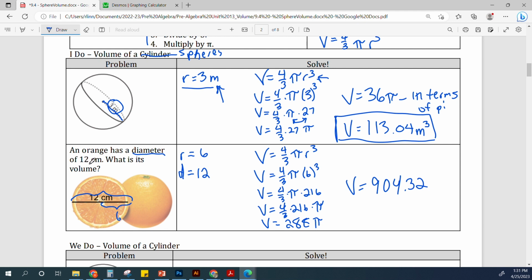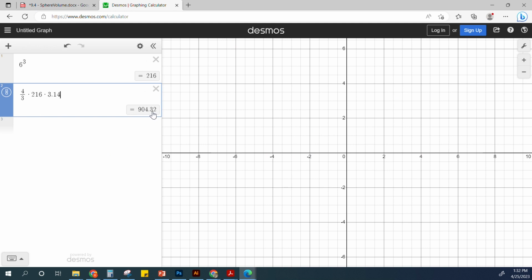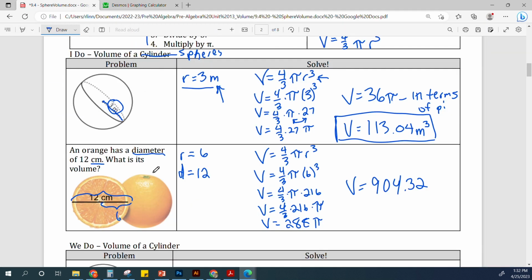And if I go ahead and look here, I can see that my unit was in centimeters. So my 904.32 centimeters. And I have centimeters cubed because it's once again volume. So the volume of this orange is 904.32 centimeters cubed.